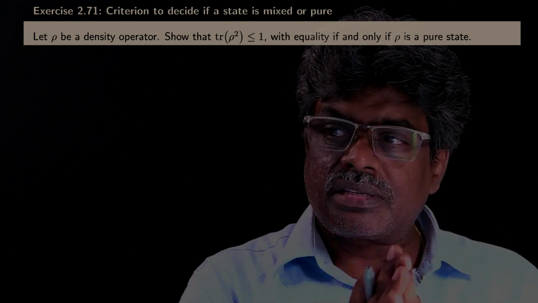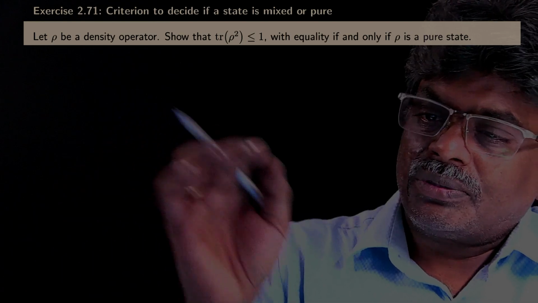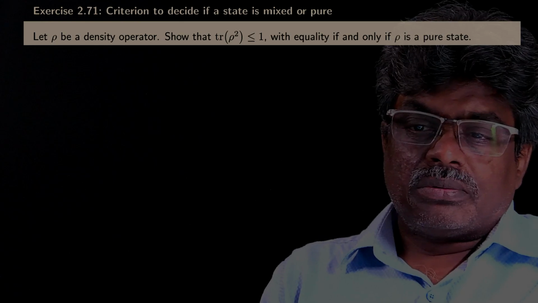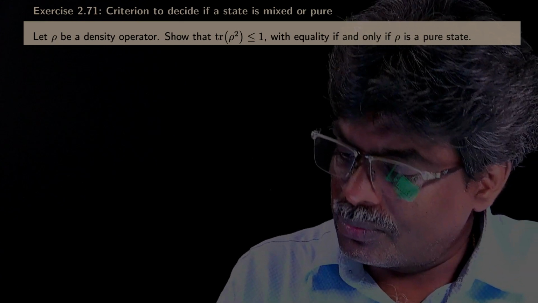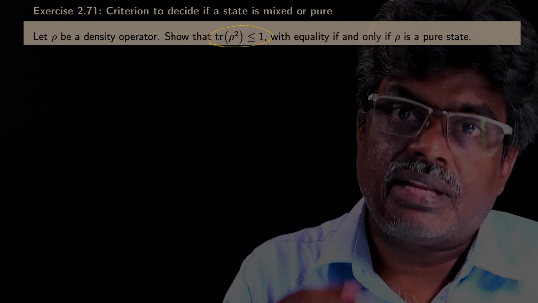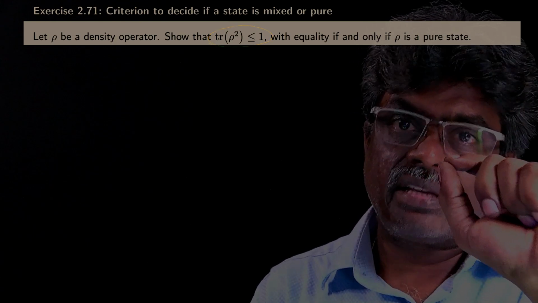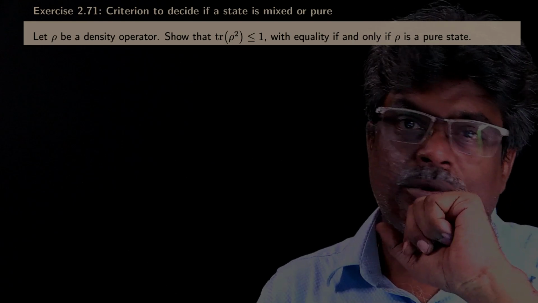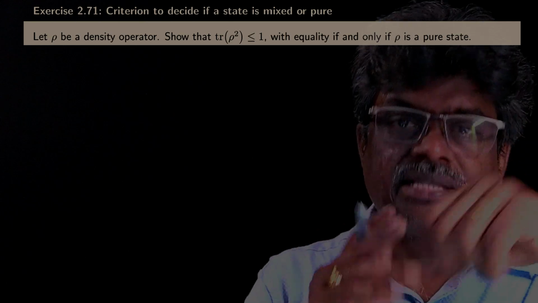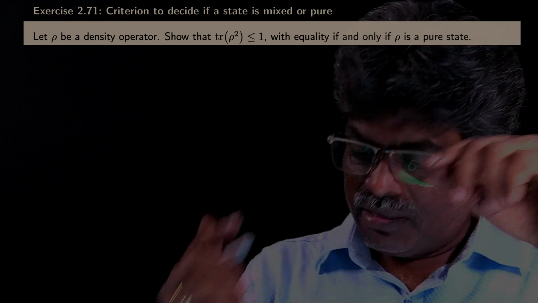So here we are discussing the solutions of quantum computation. So this is our next question. This is a very interesting question. Here we are going to check this condition, that is, trace of rho square is less than or equal to 1. This condition will decide whether the given state is a mixed state or a pure state. If it is equal to 1, it is a pure state. If it is less than 1, that is a mixed state. Okay, so let us start.